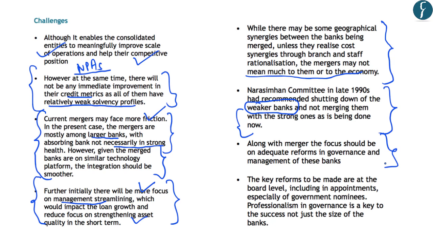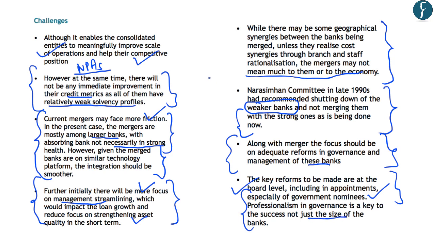Another criticism is that the focus of government has mainly been on merging and creating big banks. However, there has been lack of focus on the governance and management reforms in these banks. So in this regard, the suggestion is that the key reforms to be made are at the board level, which includes the appointments from the government side or the government nominees. This is mainly because the government nominees in the boards of the banks are generally appointed on the basis of political considerations and not on the basis of efficiency and efficacy. So in such a scenario, professionalism in governance is key to the success and not just the size of the banks.